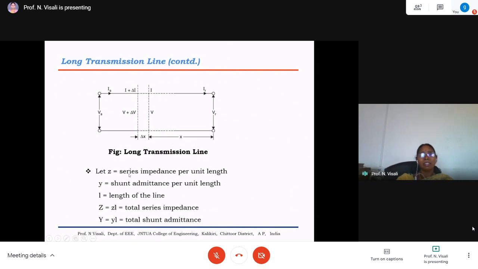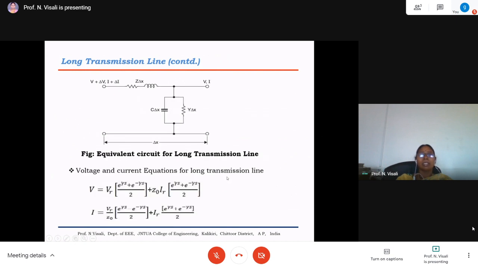Let z be the series impedance per unit length, y the shunt admittance per unit length, and l the length of the line. Z equals z into l is the total series impedance, and Y equals y into l is the total shunt admittance. The equivalent circuit then has series impedance z into delta X, and shunt admittance y into delta X, with capacitance and charging currents also present. So this is the equivalent circuit of a long transmission line.